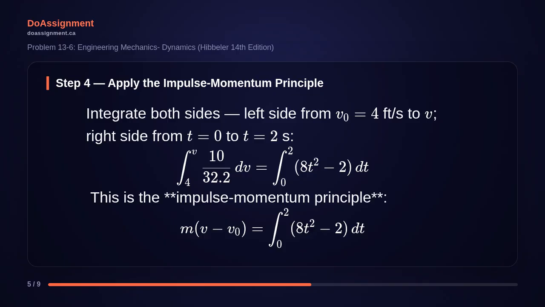We integrate both sides, the left side from the initial velocity of 4 feet per second to the unknown final velocity, and the right side from t equals 0 to t equals 2 seconds. This is equivalent to the impulse momentum principle. The change in momentum equals the net impulse.